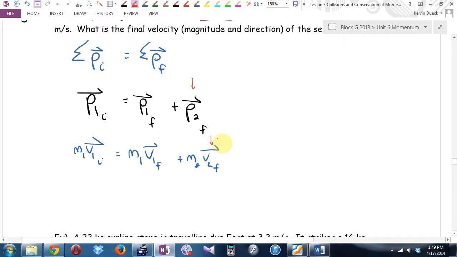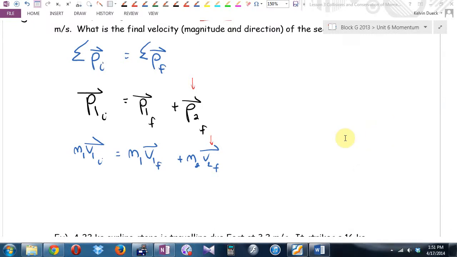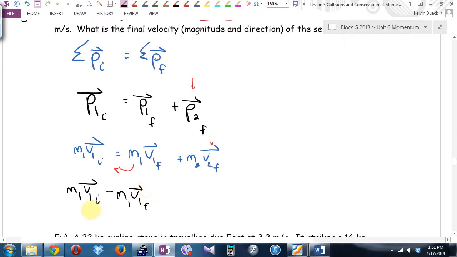Do you need the notes? Yes, you do. Say, yes, Mr. Dueck, I do. Let's keep going now that we have our notes. Kai, how would I get v2 final by itself? Okay, so I'll make a little note here. I'm going to minus that to that side. So I'd get this, m1 v1 initial minus m1 v1 final. Keep going. Is that okay, folks? Yeah? Minus the non-V term that I'm interested in, over, and then divide to get the V that I am interested in by itself.